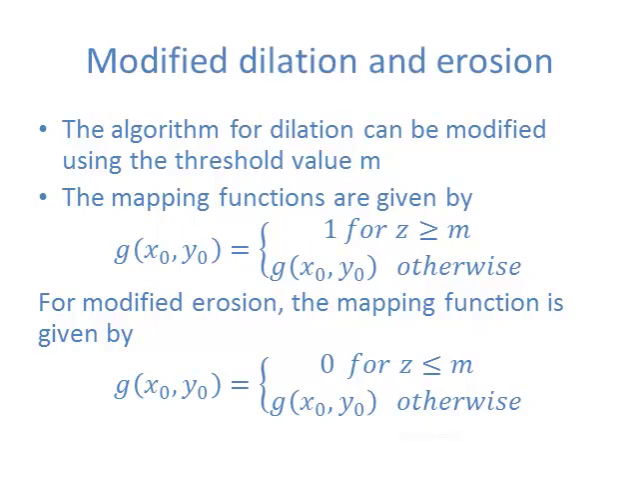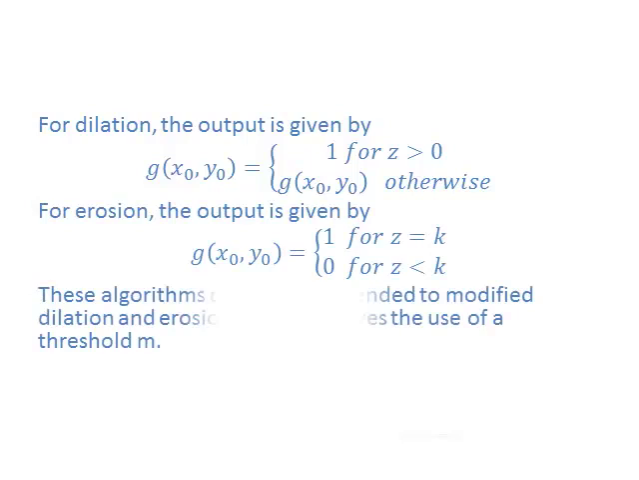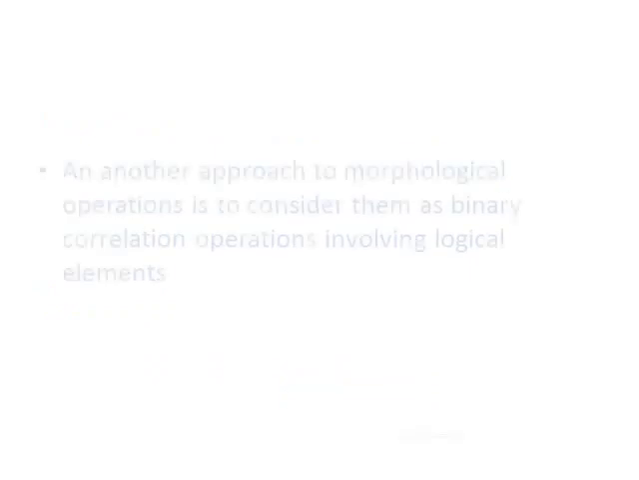This was the modified dilation and erosion. For dilation, the output is given by, for erosion, the output is given by. These algorithms can also be extended to modify dilation and erosion, which involves the use of a threshold m. The threshold is user controlled based on the requirement.